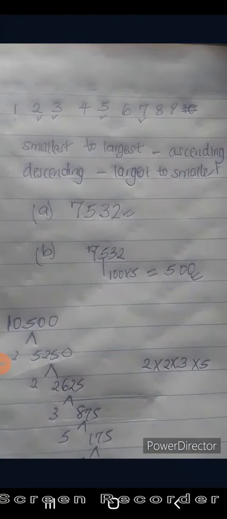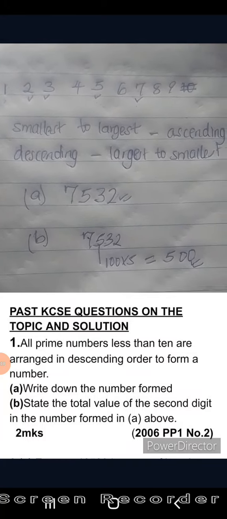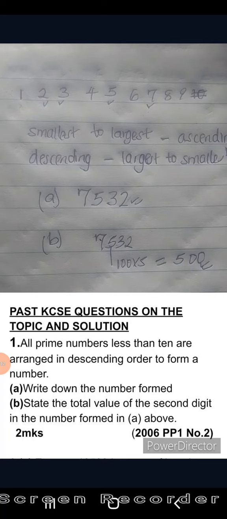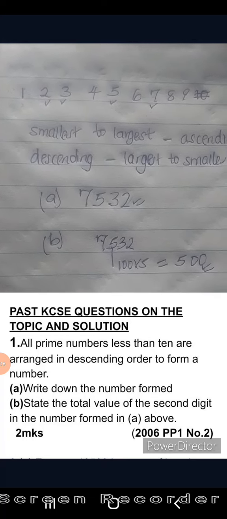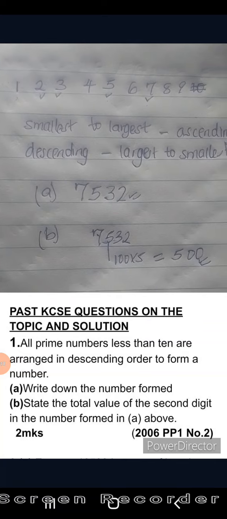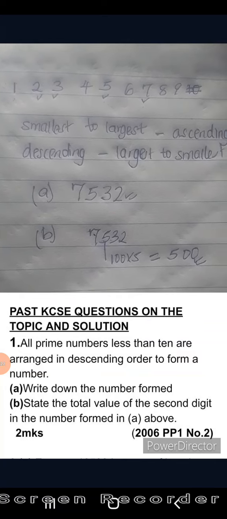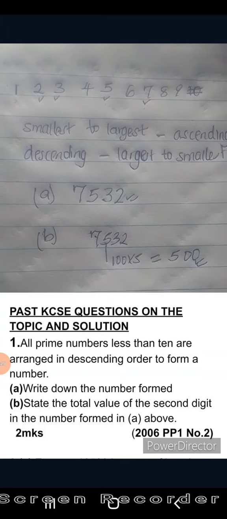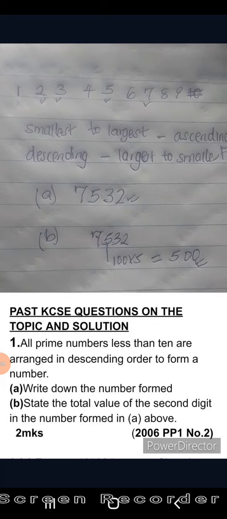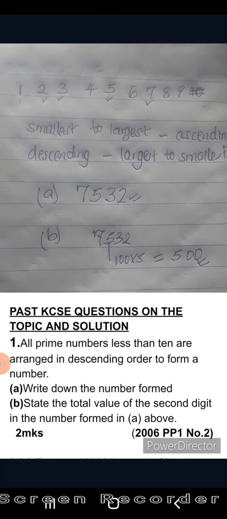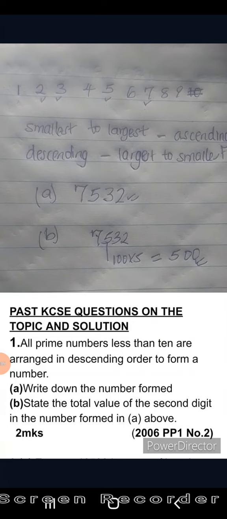In this first question, you are being told prime numbers less than 10 are arranged in descending order. So you write the numbers less than 10, that is 1, 2, 3, 4, 5, 6, 7, 8, 9. Descending order means largest to smallest, but vice versa is ascending, that is smallest to largest. So in descending order, you first of all pick the prime numbers. You have 2, 3, 5, 7.